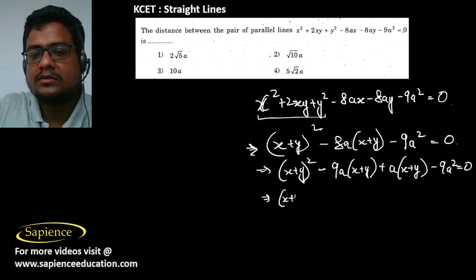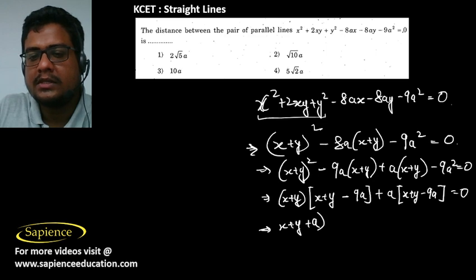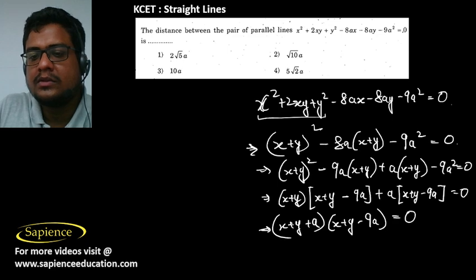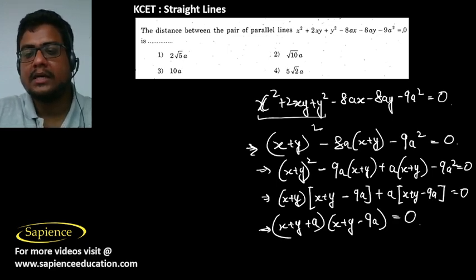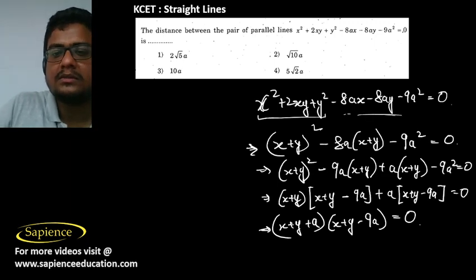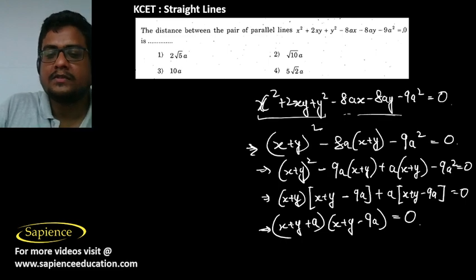Therefore from here I can take (x plus y) common, and it is coming (x plus y plus a) into (x plus y minus 9a) equal to 0. So these are the two parallel lines which are included in this equation of pair of straight lines.